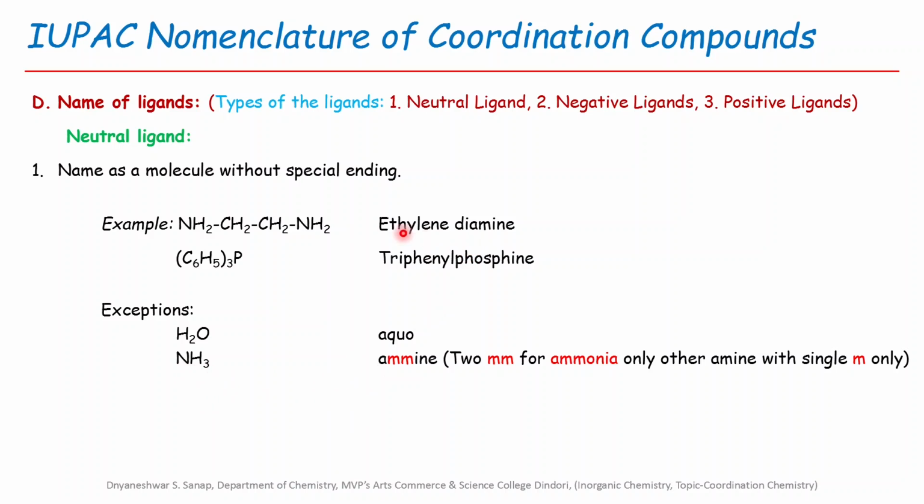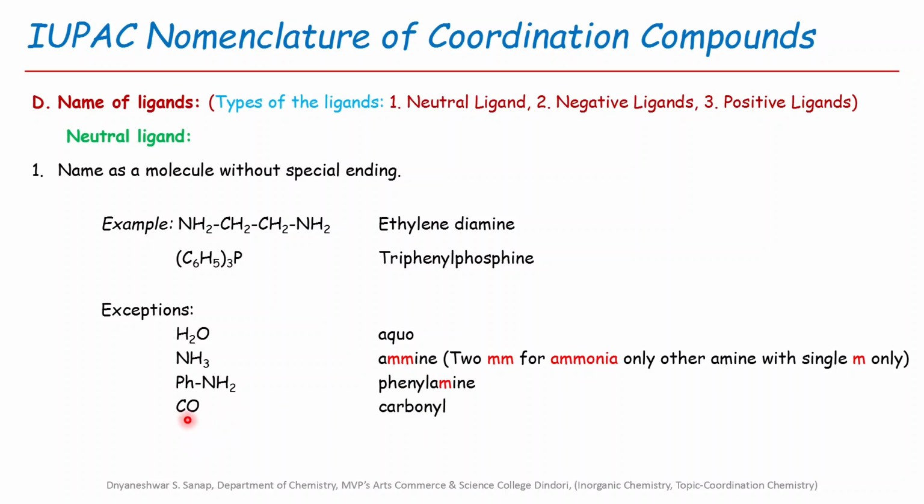Let us see an example here. Ethylenediamine: here we write only a single M instead of the double M. That means for the ammonia molecule ligand, we have to write the double M, but for molecules other than ammonia, we have to write only a single M. The third case is phenylamine. Here also we write a single M instead of a double M. That means for other than ammonia molecules, we write amine as AMINE, but for ammonia we write it as AMMINE.